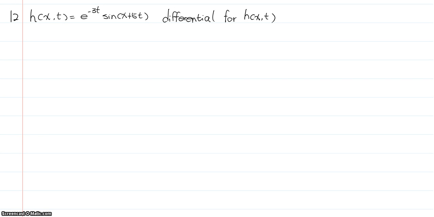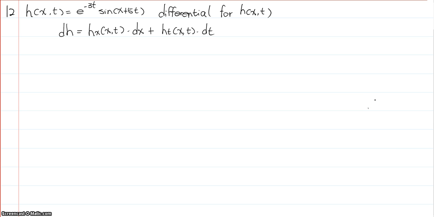Now I'm going to talk about something about partial derivative. Here I have h of x, t equals e to the negative 3t times sine of x plus 5t, and it's asking for the differential for h of x, t. Well, what's the differential? Let's say differential is dh, which is h_x of x, t times dx plus h_t of x, t times dt.